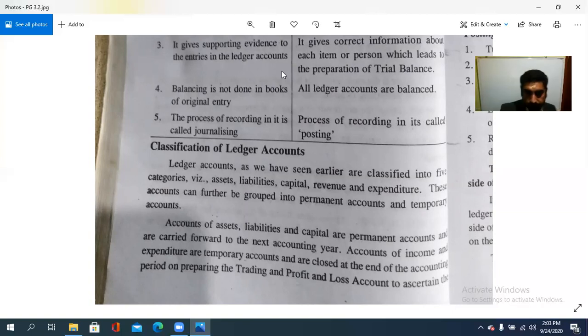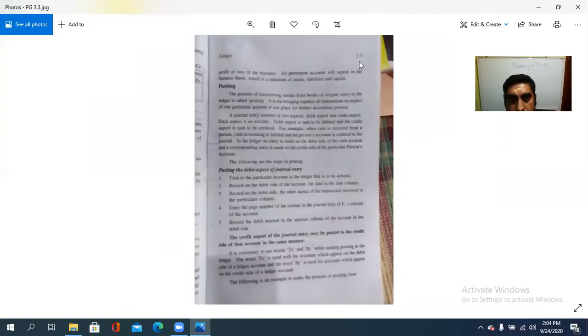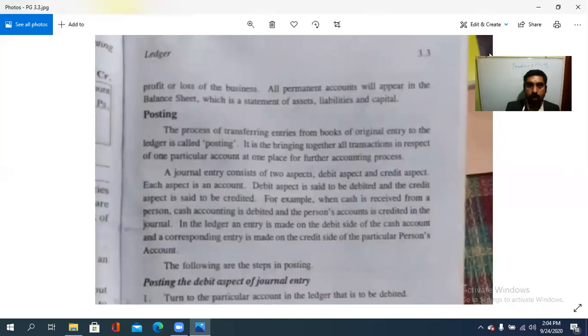Accounts of income and expenditure are temporary accounts and are closed at the end of the accounting period on preparing the trading and profit and loss account. Another account, the trading and profit and loss account, and the balance sheet. So the profit and loss account is to ascertain the net profit or net loss of the business, and all permanent accounts will appear in the balance sheet. That is the statement of assets, liabilities, and the capital. In the balance sheet, assets on this side, liability and capital on the left hand side. This is classification of accounts.